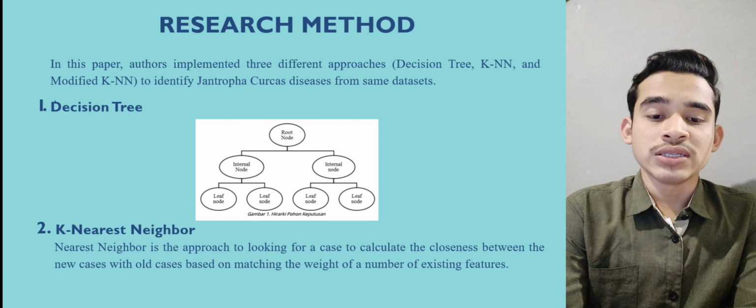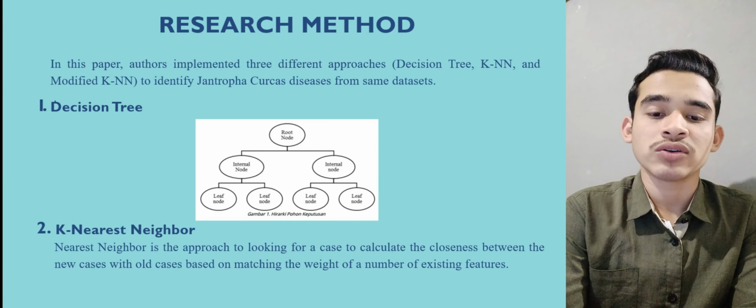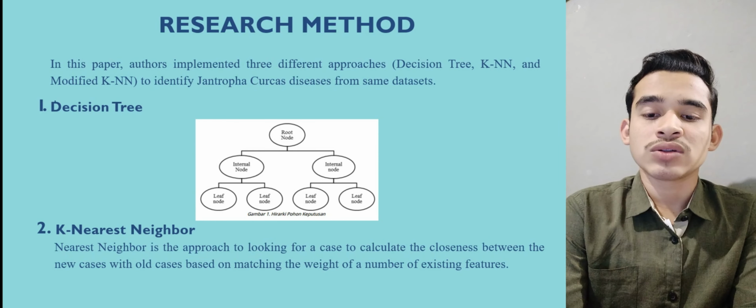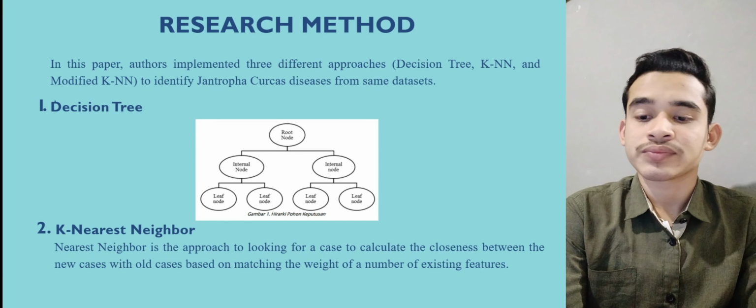The root node is the node which is located at the top. An internal node is a branch node which has only one input and has at least two outputs. A leaf node is the last node which has one input and has no outputs. There are some algorithms we can use for a decision tree, such as ID3, SPLIT, SLIQ, C4.5, and others.